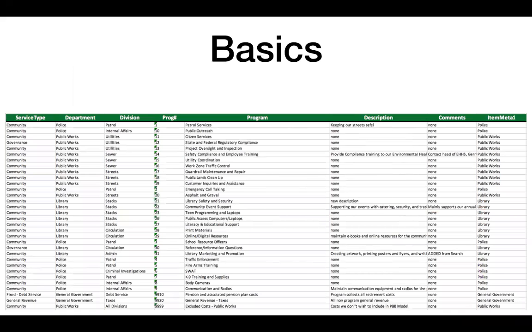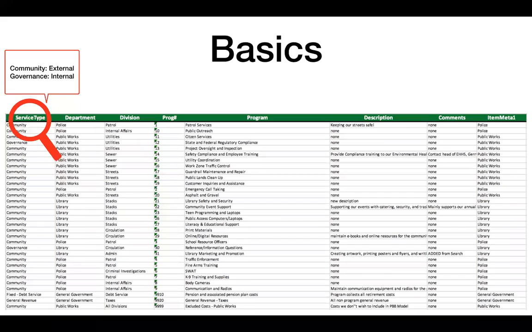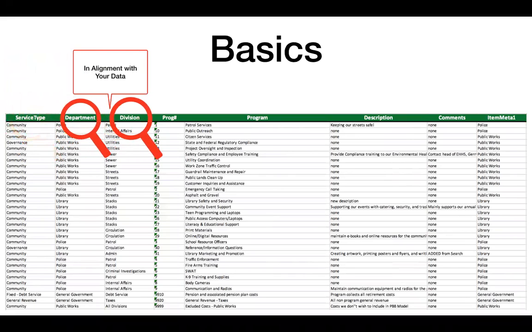This is the template that is downloaded from your online login. We'll go through the headers just for a basic understanding. The service type designates the type of program you're uploading. Community generally refers to externally facing programs, while governance refers to internally facing programs. You'll designate a department and division for each program. This will align with the data that you upload through your costs.